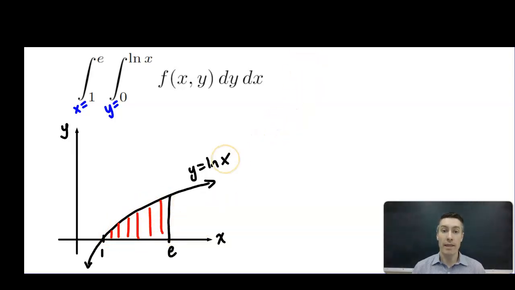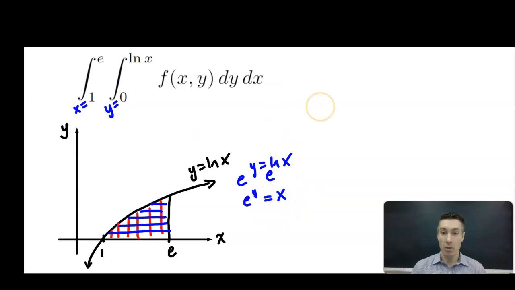Now we want to define this as a type 2 region. So we want to go from left to right. On the left, we are bound by y equals natural log of x, but we need to redefine this as an x equals equation. So if we take y equals natural log of x, and we exponentiate both sides base e, we have e to the y equals x.